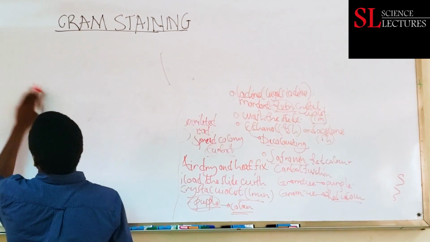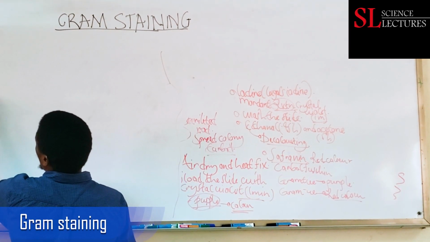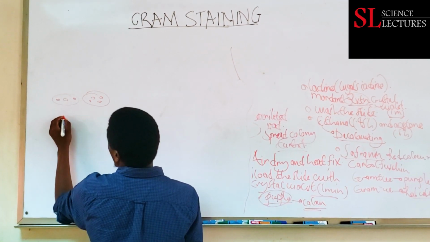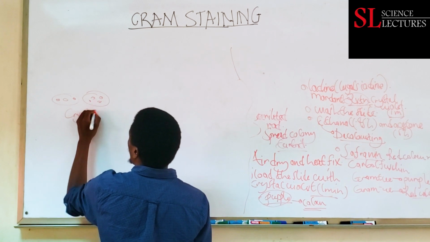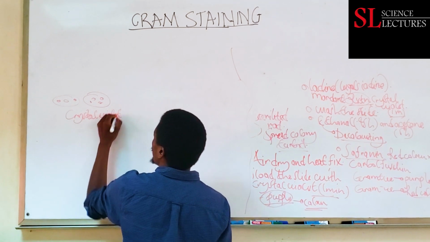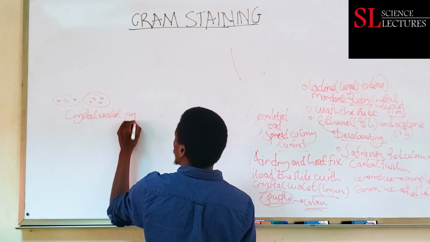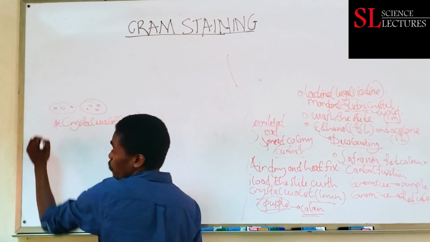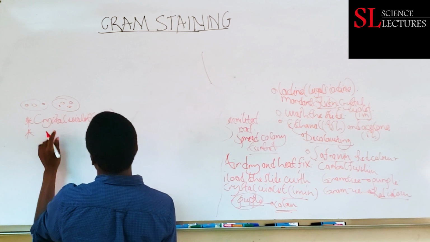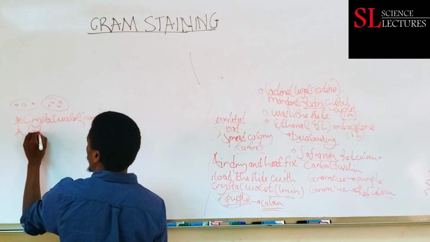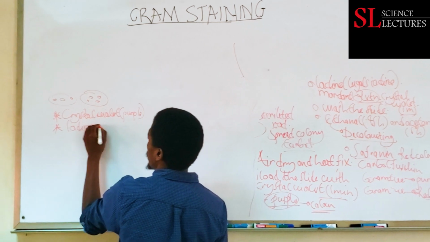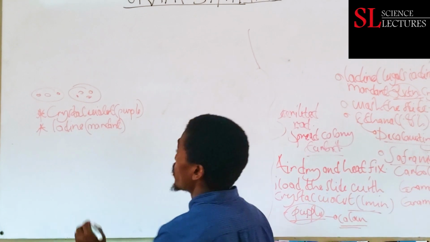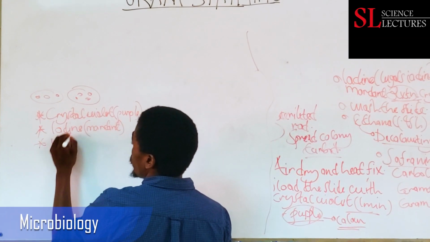But in summary, we need to get a colony of bacteria, then add it to a sterilized plate using a sterilized loop. The first thing we flood with is crystal violet, which is purple in color. Then we flood with iodine, which is our mordant in this case. After flooding with iodine, we wash to remove the extra iodine.